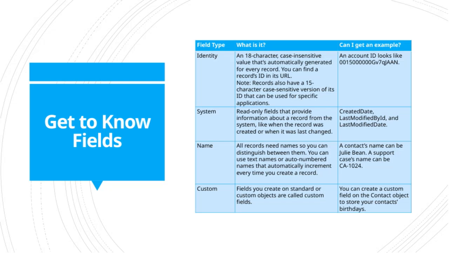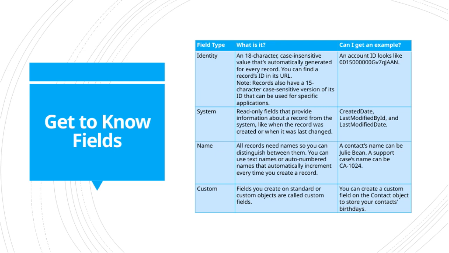Let's take a closer look at the different types of fields you'll encounter. First up is the identity field. This is an 18-character, case-insensitive value that's automatically generated for every record. Think of it as a unique identifier for each record, and you can find this ID right in the URL of the record. It's important to note that records also have a 15-character, case-sensitive version of this ID, which can be useful for specific applications or integrations.